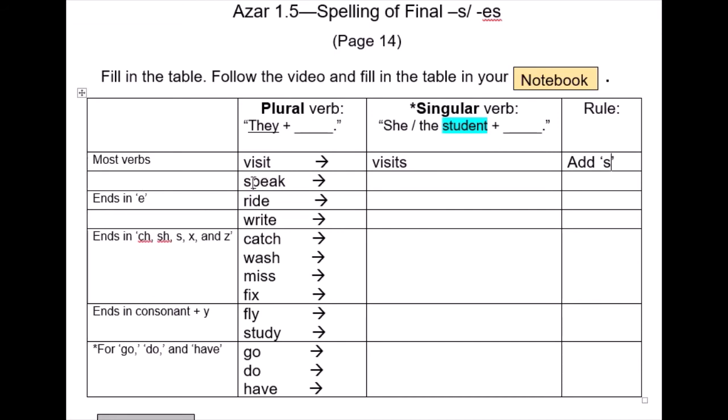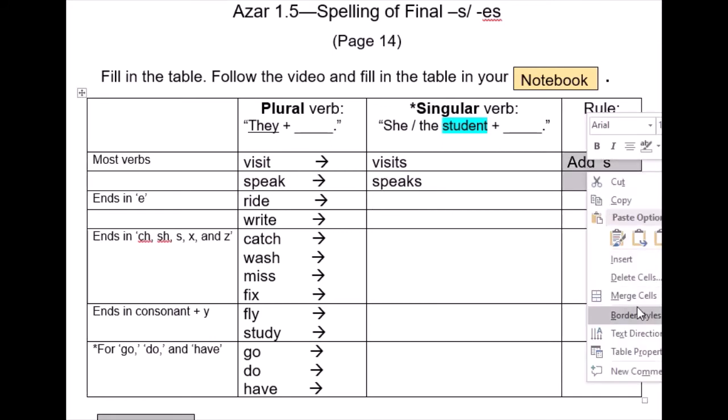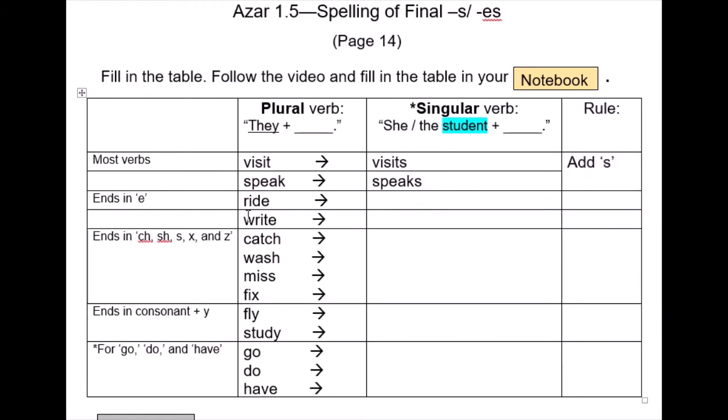So how about, let's try this one together. So they speak, she, the student, speaks. Okay, so most verbs follow this rule: add S. So that's the rule.